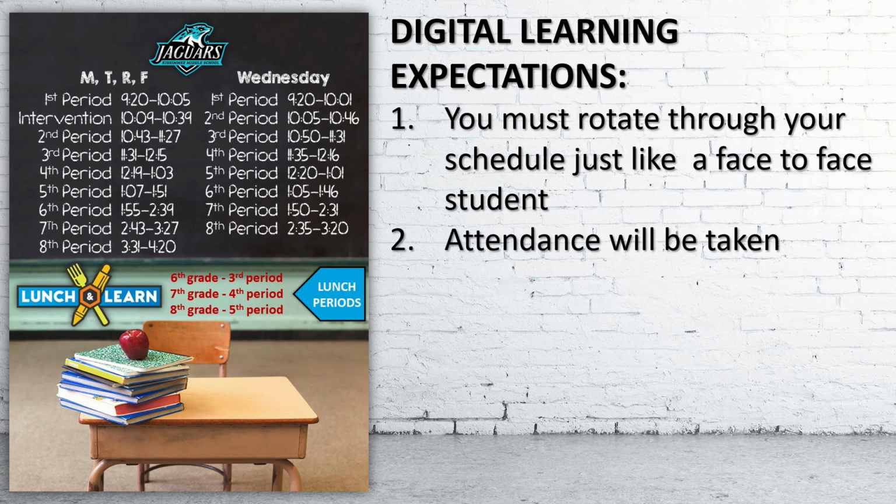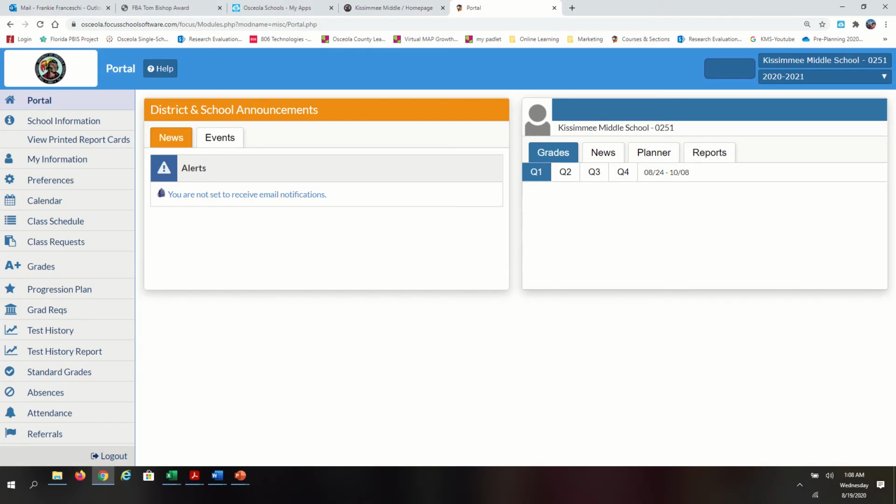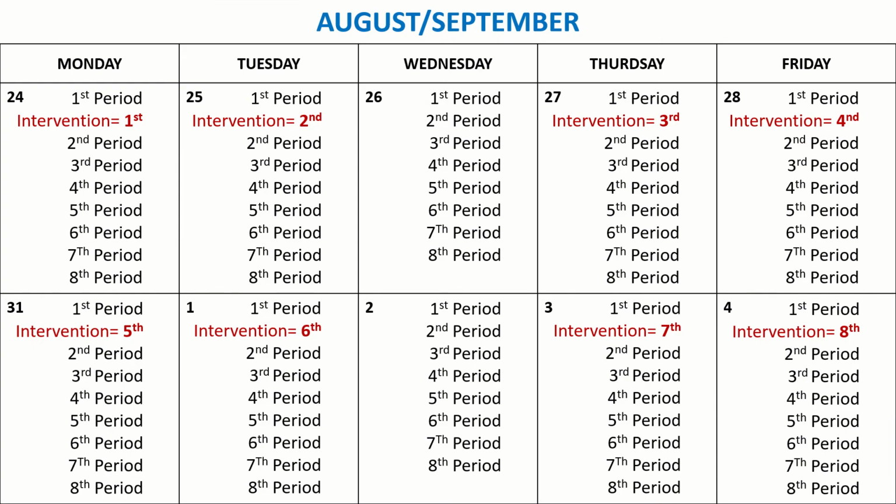Our intervention period is right after first period. For the first 2 weeks of school, it's going to look like this. It will change, but the first 2 weeks, it's going to look like this, and your first period teacher will go over this as well.